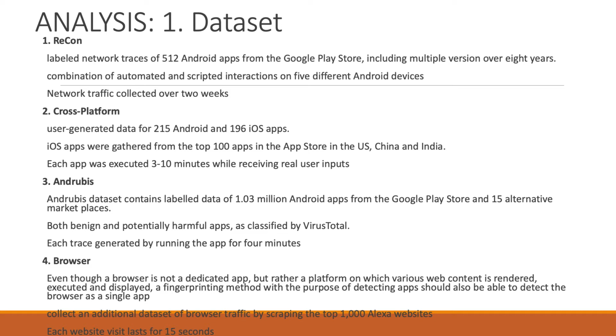Third is Androbis. Androbis has apps which are both benign as well as malicious. So they wanted to see how well it performs in case of malicious and benign apps. And they use Android Exerciser Monkey to generate the user inputs, and they ran each app for 4 minutes. And finally, the new thing that they have introduced is browser. So they took around 1,000 websites from Alexa which were streamed over Google Chrome, Firefox, and Safari, which account for about 90% of the browser traffic.